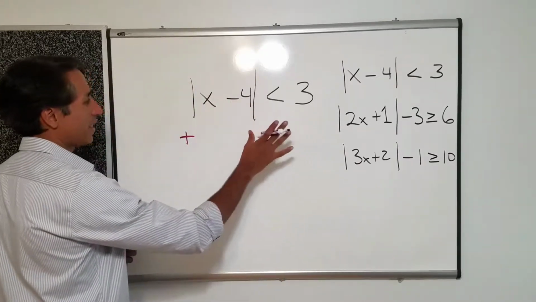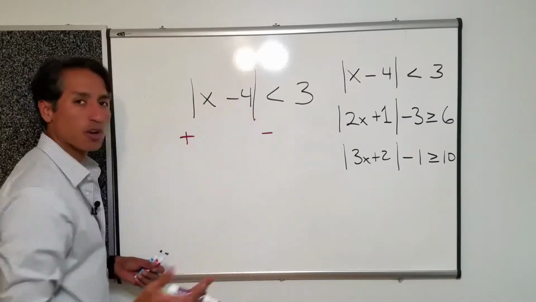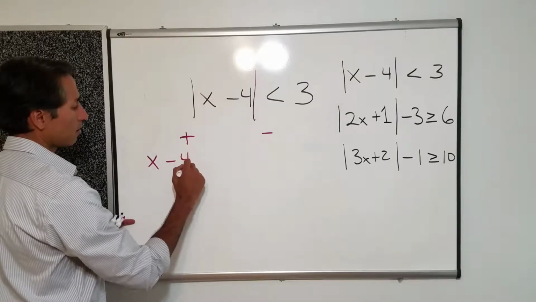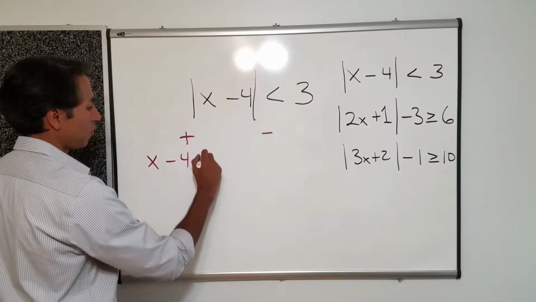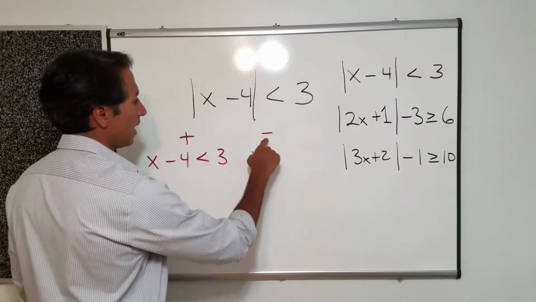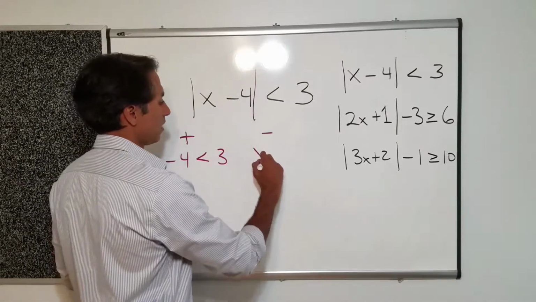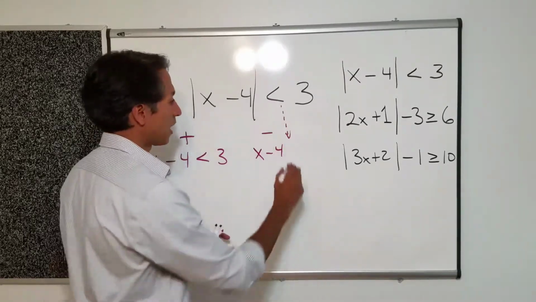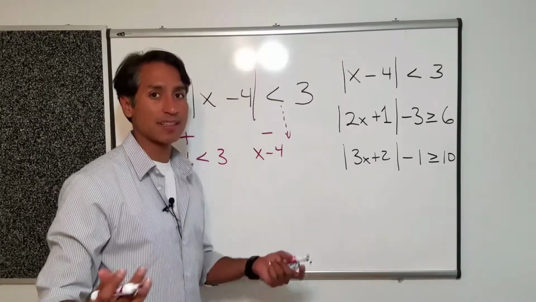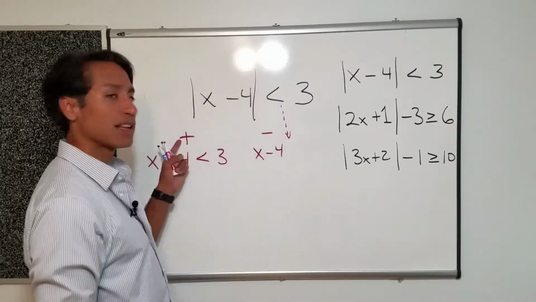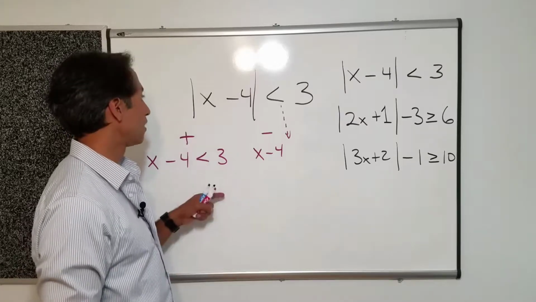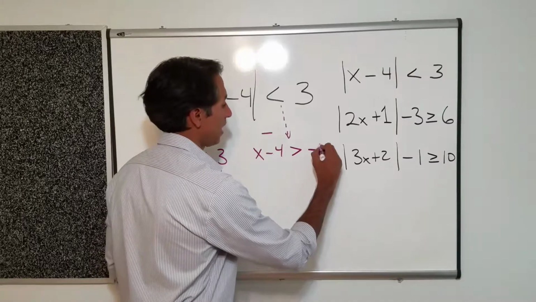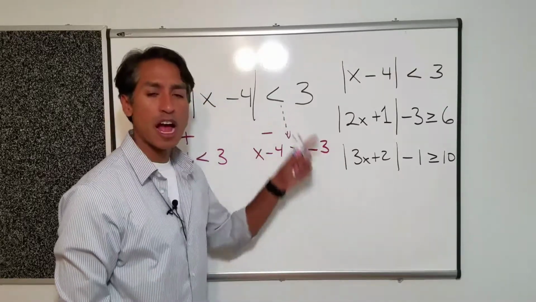What I mean by that is we're going to rewrite it, but we're going to keep that inequality sign for now. The positive version is just the same thing: X minus 4 is less than 3. The negative version is going to be X minus 4. This is one of the big changes, okay? When it's an equal sign, it doesn't matter. But when it's an inequality, on the positive side, you just leave it alone. On the negative side, you change the direction of the inequality and make the value the opposite, okay?